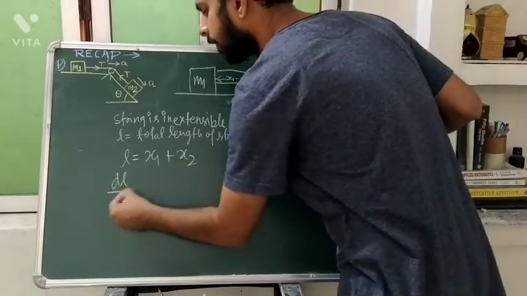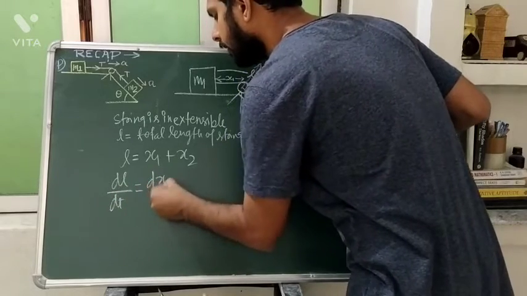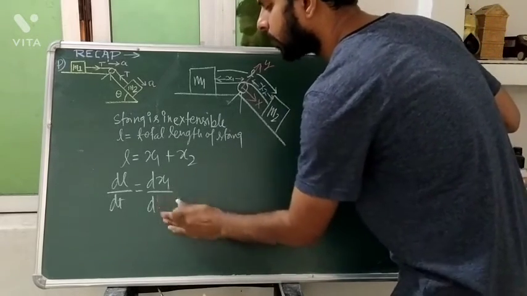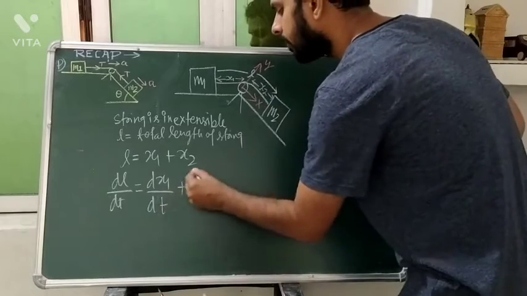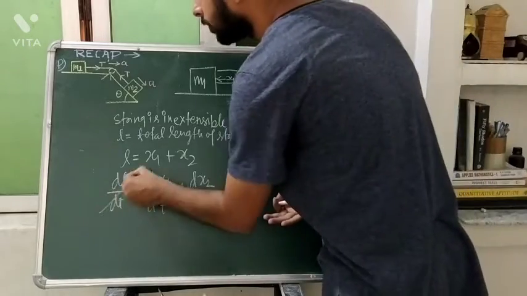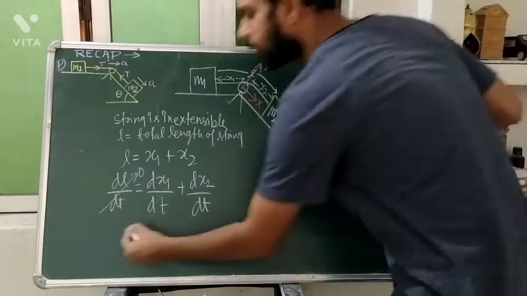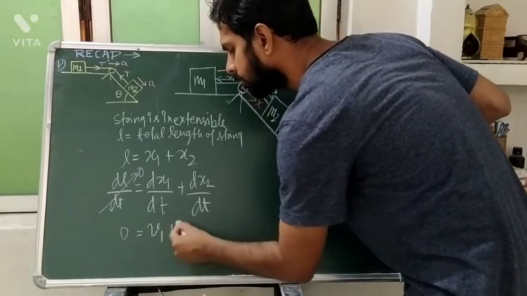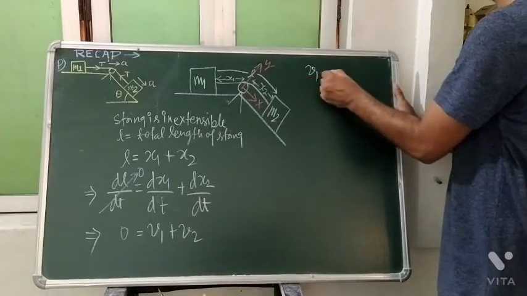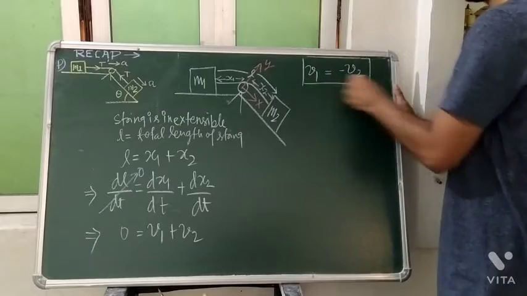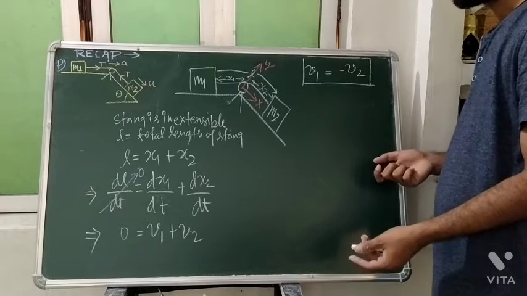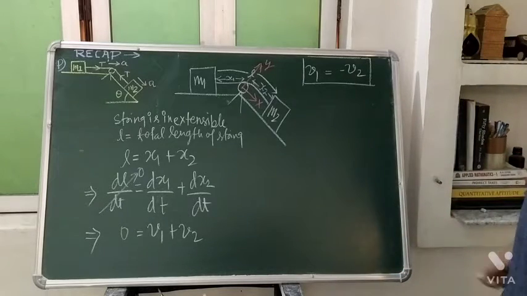So what can we do? We can differentiate it with respect to time. So what will we get? dx1 upon dt plus dx2 upon dt. Since the length of the string is constant, it will become 0 here. So this will give us 0 equals v1 plus v2. So v1 will be equal to minus v2. Our velocities will be the same, but in opposite direction.